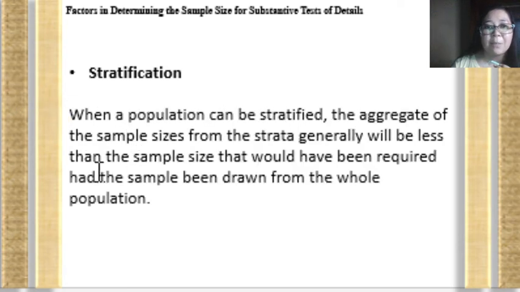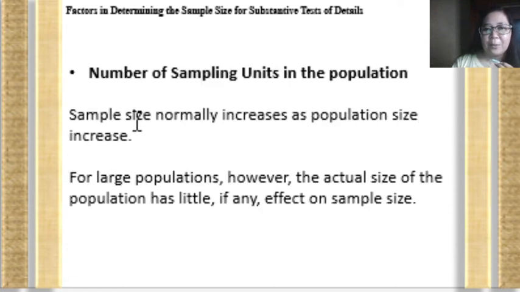So when the population can be stratified, the aggregate of the sample sizes from the strata will generally be less than the sample size that would have been required if the sample had been drawn from the whole population. Okay, because in this case, the items were already grouped. That's why it's considered to be lesser.